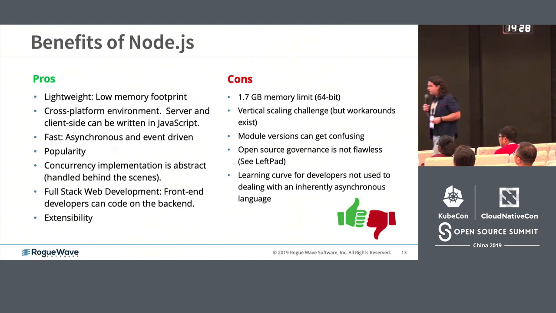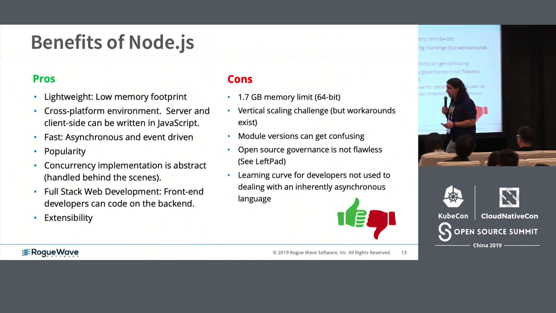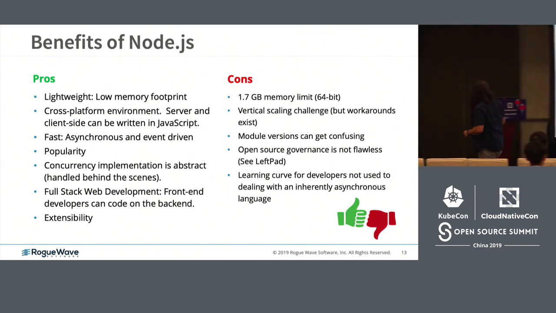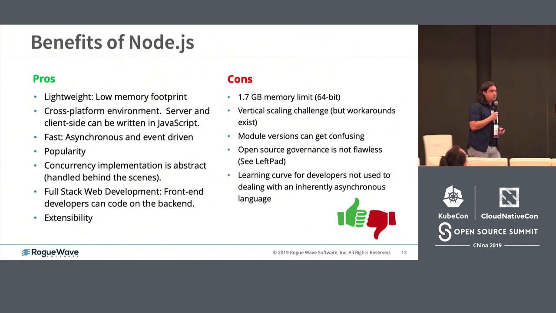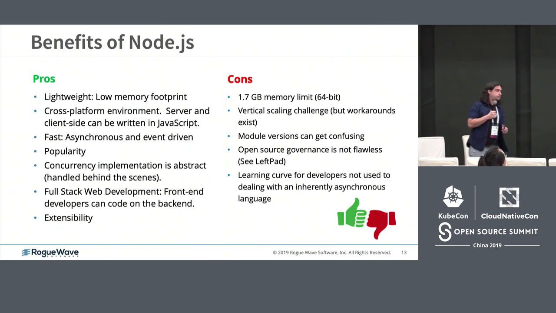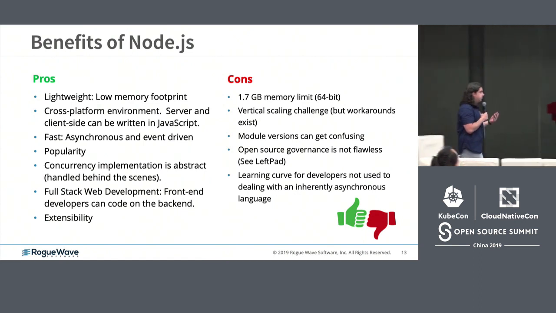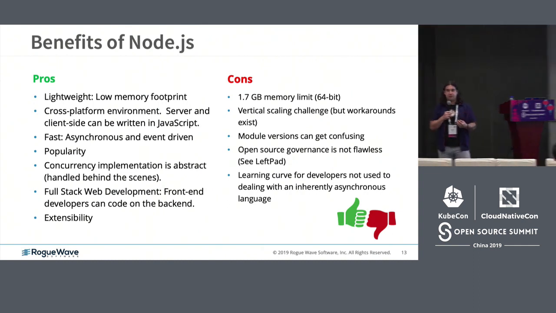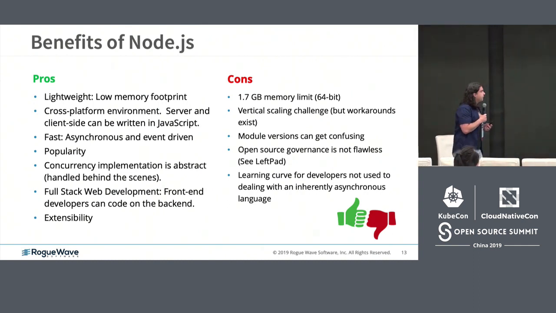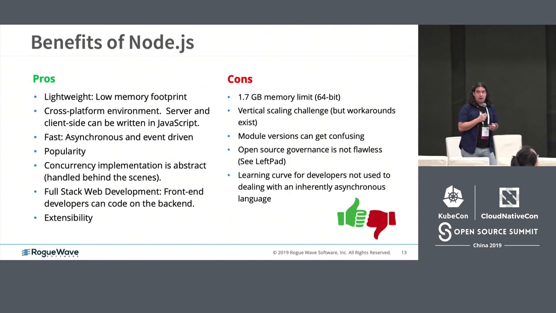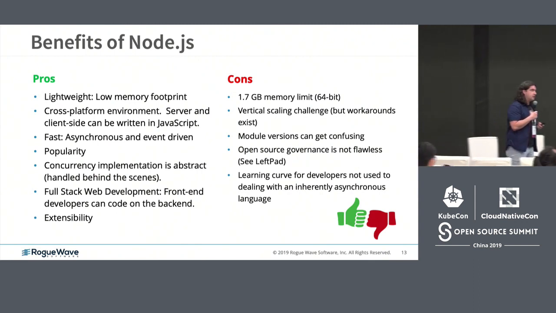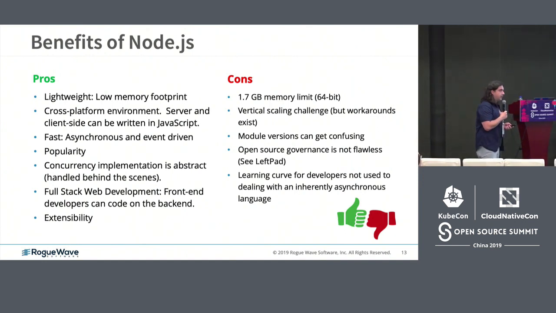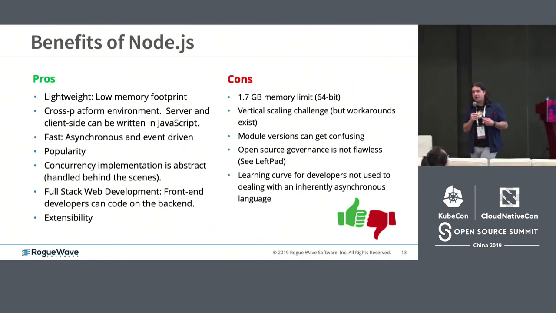So just sort of a general overview here, sort of pros and cons of using Node. On the good side of things, it is very lightweight with an extremely low memory footprint. It is a true cross-platform environment. And that server and client-side code can both be written in the same language, as we talked about before. It is very fast. Its asynchronous nature allows it to be just about as efficient as it possibly can be. It is very popular, gaining lots of popularity right now.